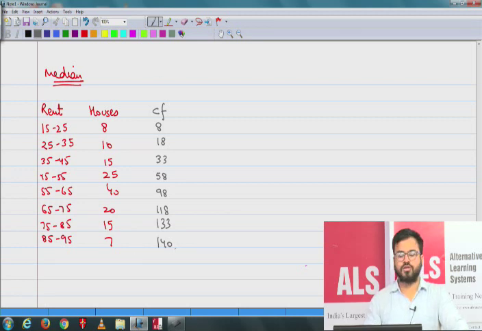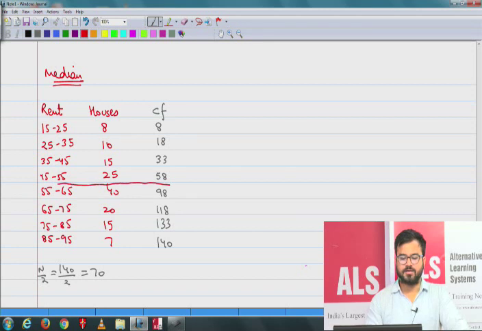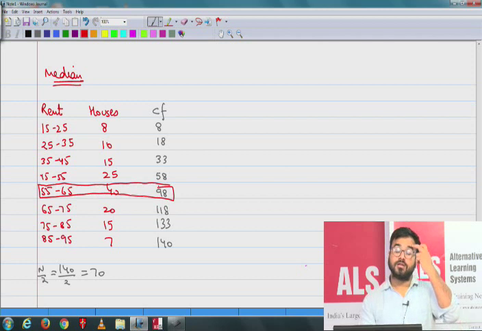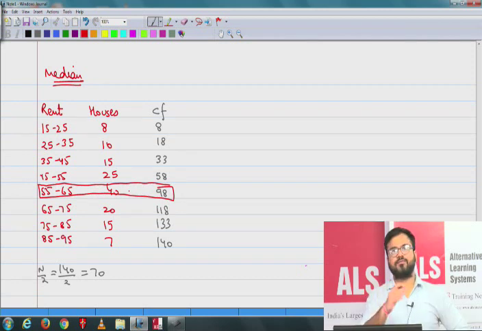So we have found the cumulative frequency. Total frequency is 140. So n by 2 is 140 divided by 2, which is 70. No, Shillong, that is not right. So cumulative frequency just greater than 70, that is 98. So see, this is the median interval. So now your answer would lie from 55 to 65, that is for sure.